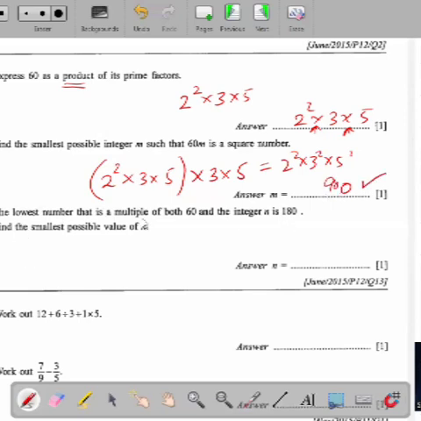The lowest number that is a multiple of both 60 and integer n is 180, meaning the LCM is 180. Find the smallest possible value of n. So I will have to go for 180. Ignoring the zeros, I'm saying 6 and 9, then it goes towards 90. So 90 is the number whose least common multiple is 180.